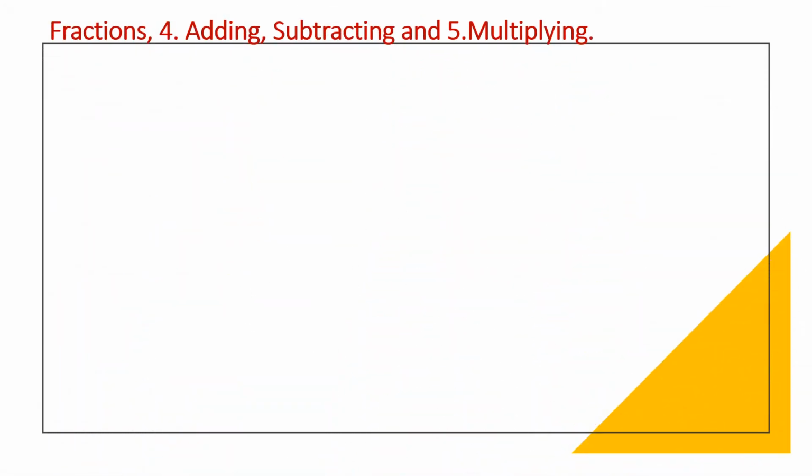Now let's look at adding, subtracting and multiplying. Okay, the rules for adding and subtracting are just the same. All right, so let's look at a number with the same bottom number. It's fairly simple. When both of these bottom numbers are the same, that number stays the same. You just add the top numbers. So 3 plus 5 is 8, and the bottom number stays the same, so it's 8 over 10.